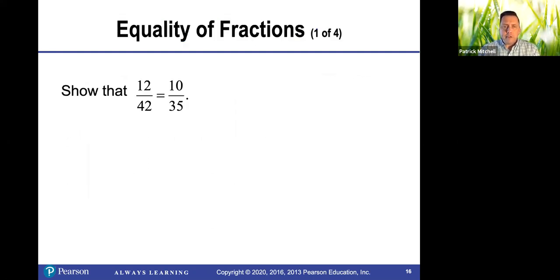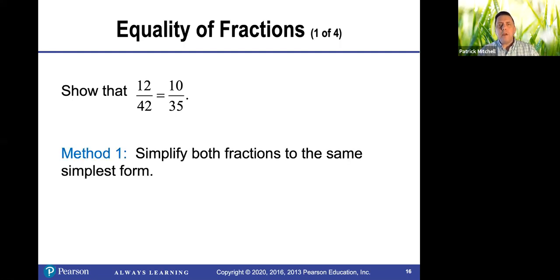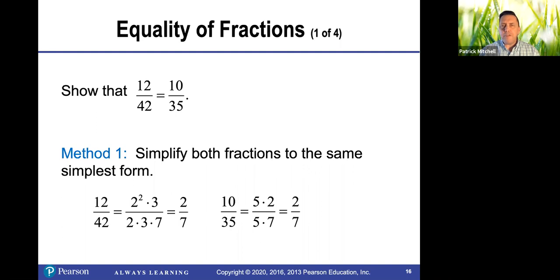Equality of fractions. So there are a few different ways that you could show that 12 over 42 and 10 over 35 are equal fractions. One way would be to simplify them both. Okay, 12 over 42 simplifies to 2/7, and so does 10 over 35. So that would be one way to do it.